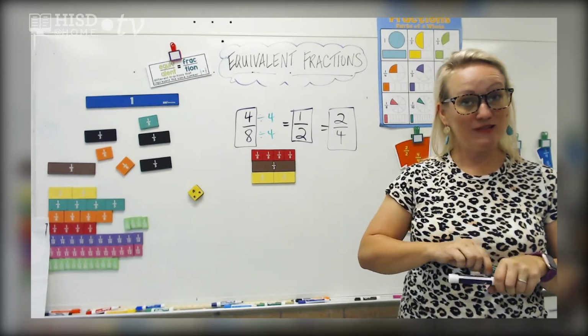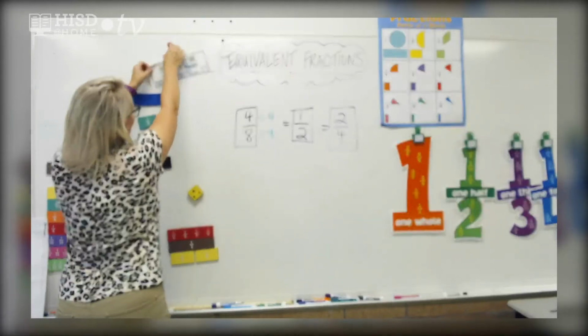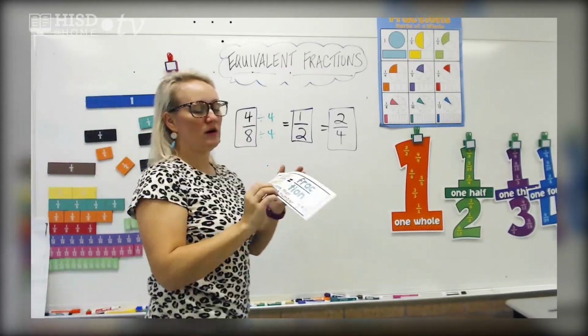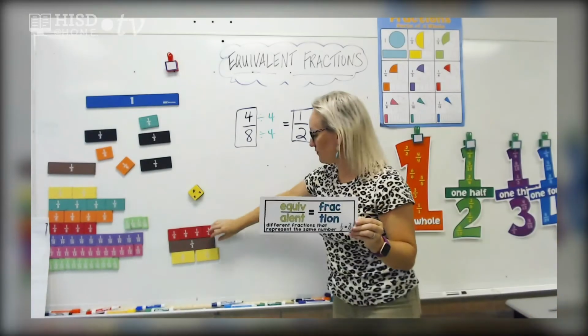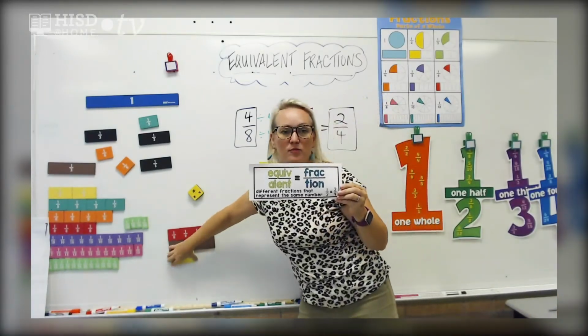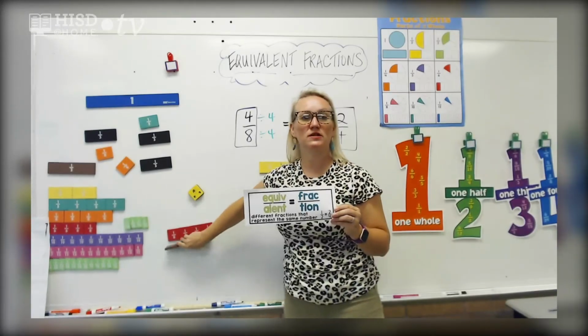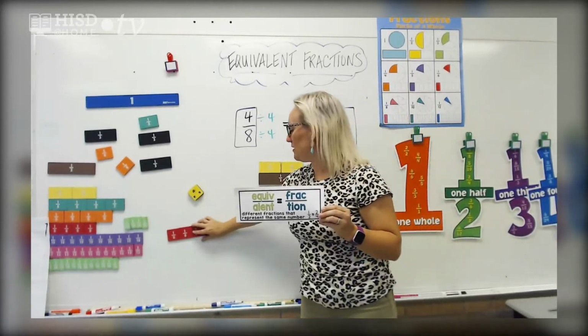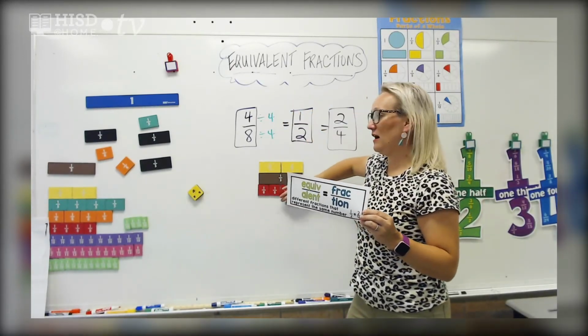So I'm gonna wrap this up. You guys did an amazing job today. And I just wanna take one more moment to show you this definition. An equivalent fraction is just a different fraction that represents the same value. So like in our case, 2/4 is representing 1/2, and it can also be represented by 4/8 and actually many other numbers.